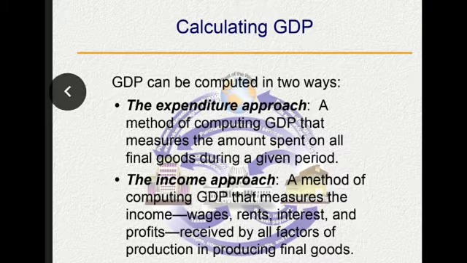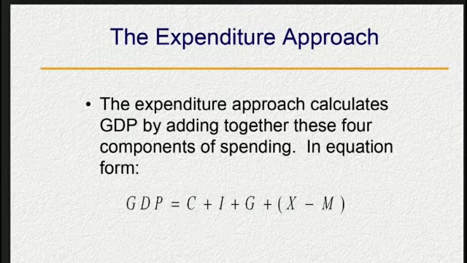What is the expenditure approach? A method of computing GDP that measures the amount spent on all final goods during a given period. But the income approach is a method of computing GDP that measures the income, wages, rents, interest and profits received by all factors of production in producing final goods. These two approaches include further categories or classifications. So you have to study those categories also. Then only you will get an idea to calculate the GDP this way. Okay children, so that also we can learn now. So there are two different ways to calculate GDP.